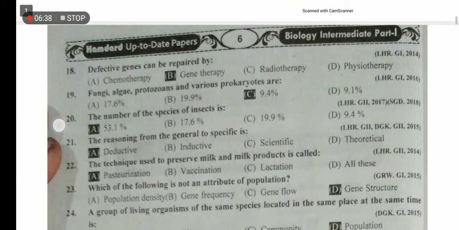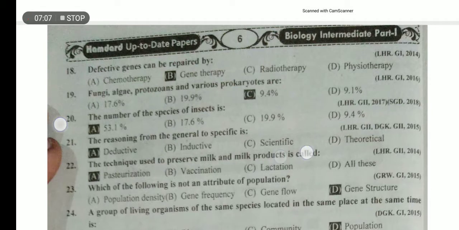Fungi, algae, protozoa, and various prokaryotes are 9%. The number of species of insects is 53.1%. Insects have worldwide distribution, and the number of species is more than any other organisms. The reasoning from the general to the specific is known as the deductive reasoning.